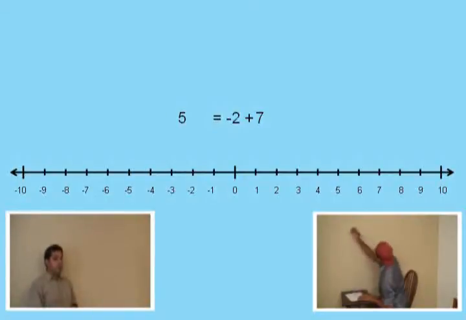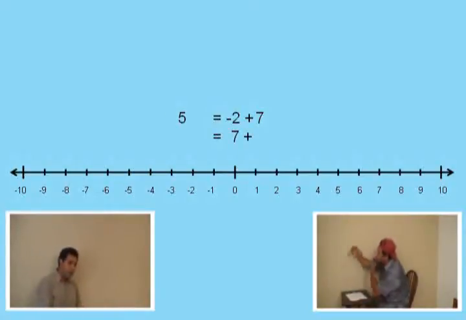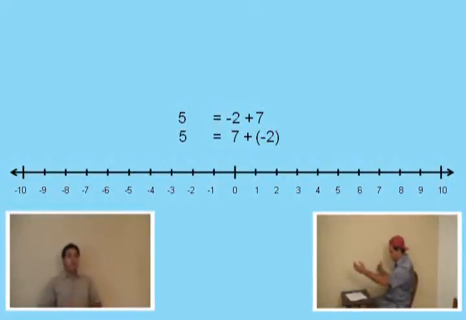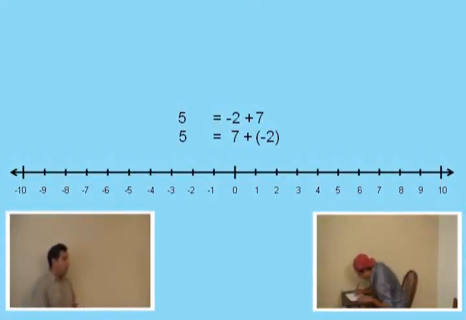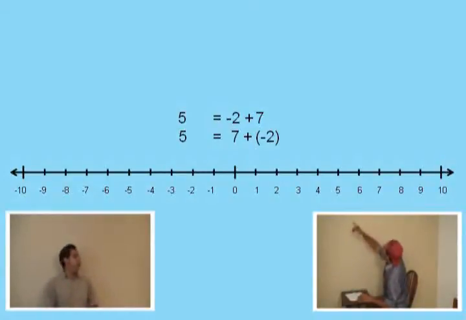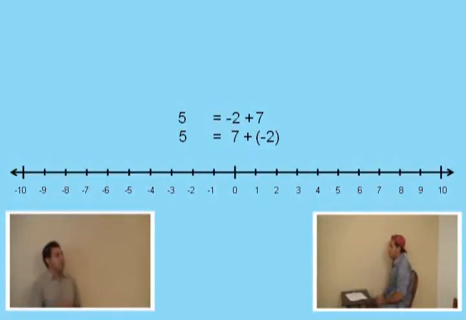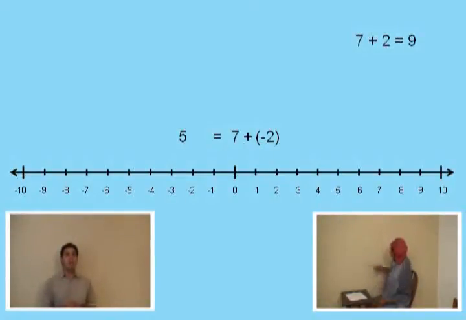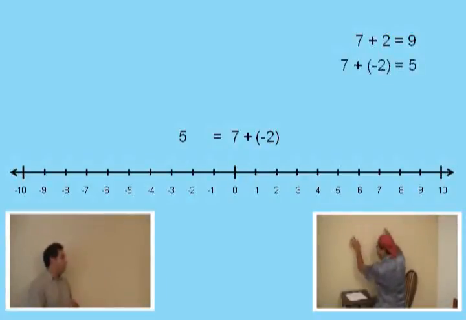Negative 2 plus 7, apply the commutative property. That is the same as 7 plus negative 2. So using our commutative property for addition, negative 2 plus 7 is the same as 7 plus negative 2. Let's review something here. We have 7 plus 2 equals 9, correct? And what did we just find out 7 plus negative 2 is, Charlie? That's 5.